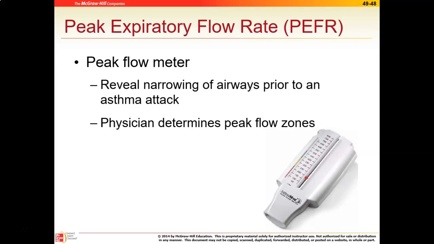Okay. So another type of pulmonary function testing is called a peak expiratory flow rate.